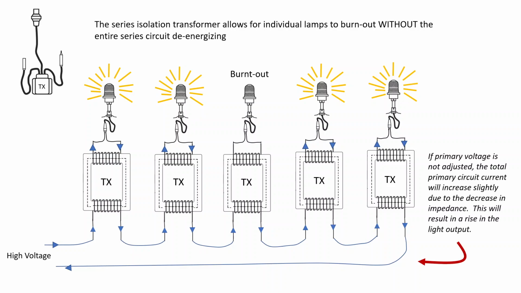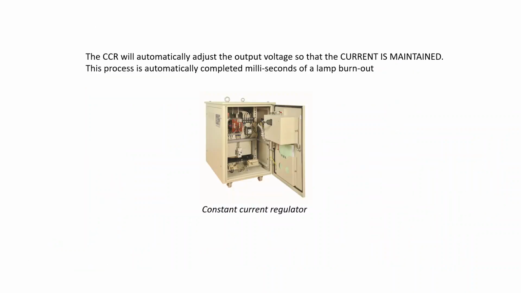Now, if the primary voltage was not adjusted, the total primary circuit current would increase slightly due to the decrease in impedance. This would result in a rise in the light output, and that's simply due to Ohm's law. R total is equal to R1 plus R2, R3, R4, and the total amps is equal to the voltage divided by the resistance. So if we don't want this burnt out light to have any effect on the other lights on the circuit, then we need to have a constant automatic source that will adjust the voltage to ensure that the current has not changed in the primary circuit.